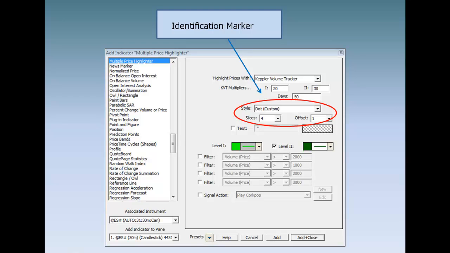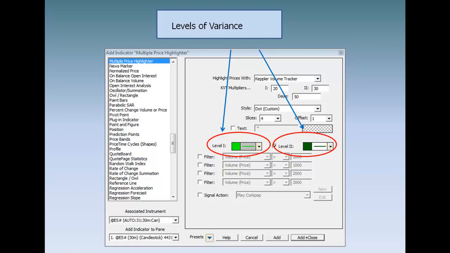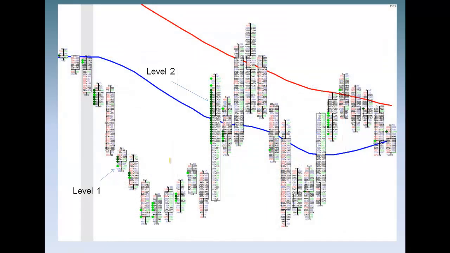The identification marker is complete discretion. This is up to you in what you choose. There are a bunch of different options. Drop down the menu, select what you like. The important thing is to be able to distinguish the 2 levels of variance. As I mentioned, my preference is to always use 2 shades of the same color, which makes it easy to visually discern the difference. And back again to the same 30-minute chart that we were looking at earlier.